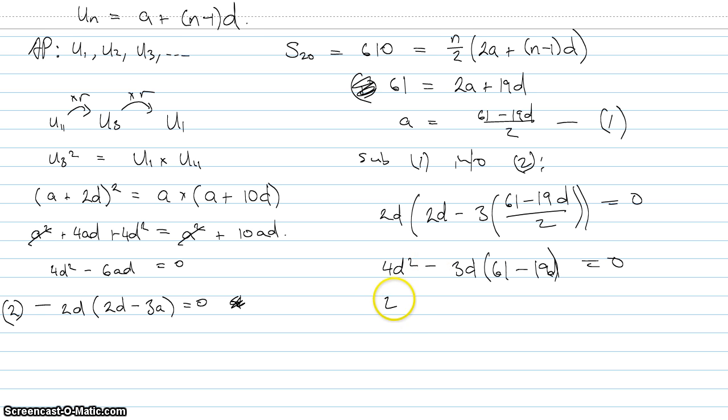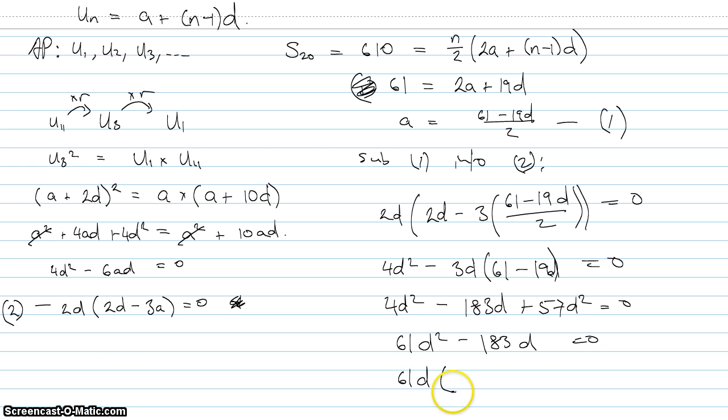So expand out this bracket: we get 4d squared minus 3 times 61 is 183d plus 57d squared equals 0. So we get 61d squared take 183d equals 0. Excuse me, 61d, d minus 3 equals 0. So from this I can safely conclude one of two things: either d equals 0, I'm going to reject this, or d equals 3.